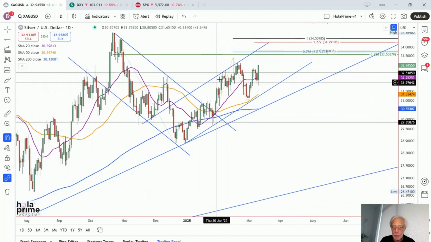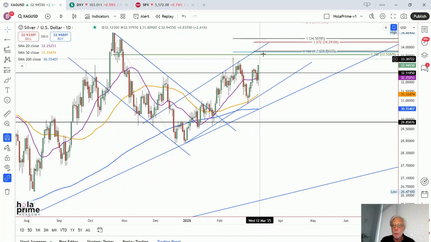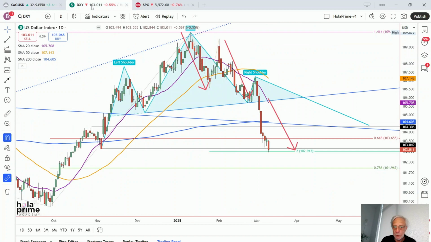Also keep in mind that we have this parallel trend channel, and that can also be watched as an area of potential resistance on the way up as well. Okay, moving on to the dollar.